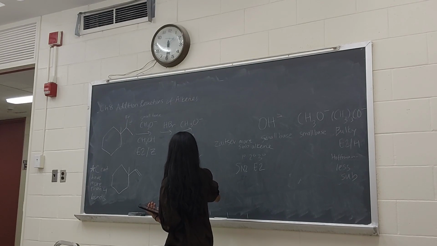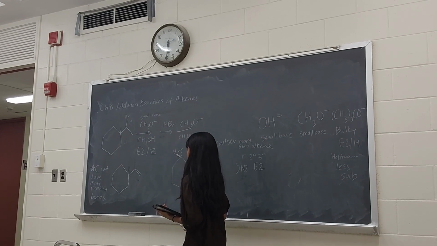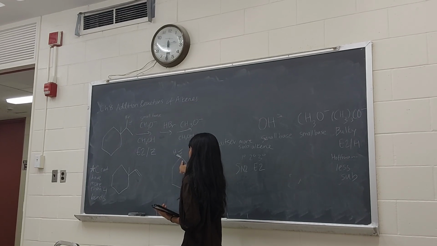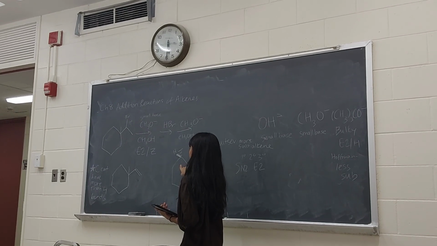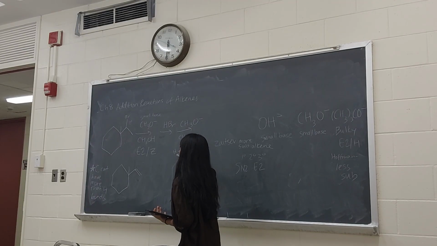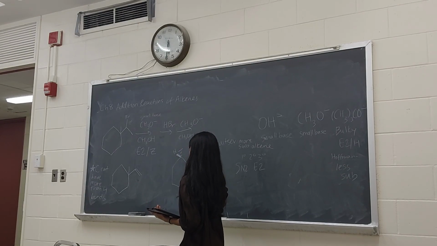So in that case, you cannot have a double bond between the H and the Br because they're both single lines. If this were a Zaitsev reaction, you can't add it here because they're both on the same side. It has to be opposite.